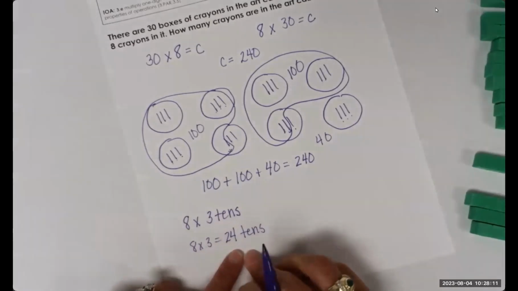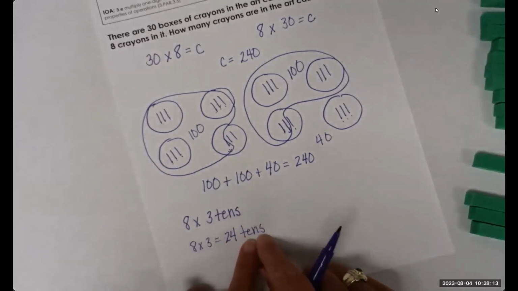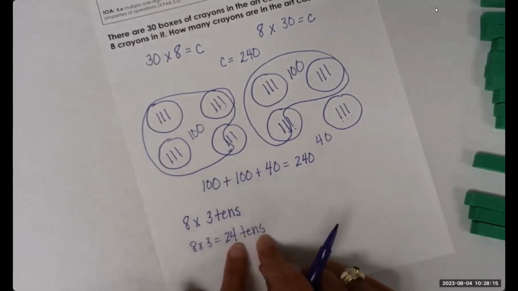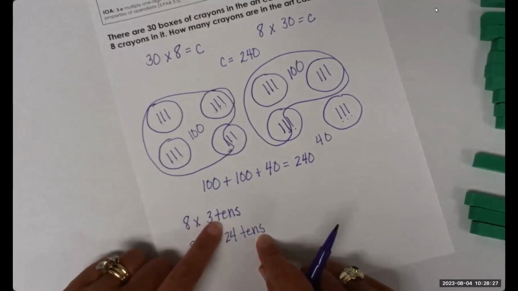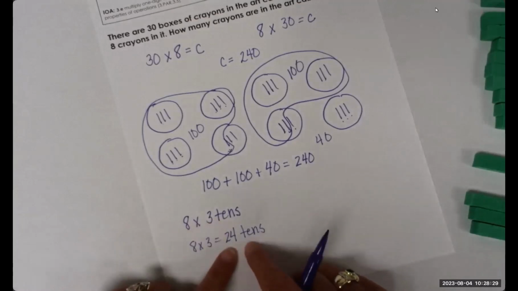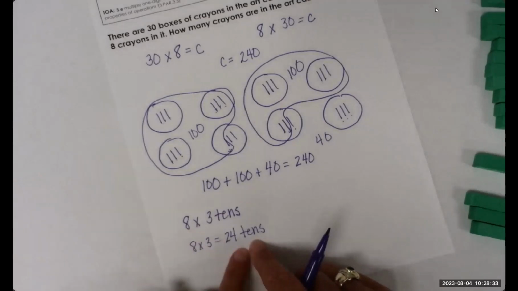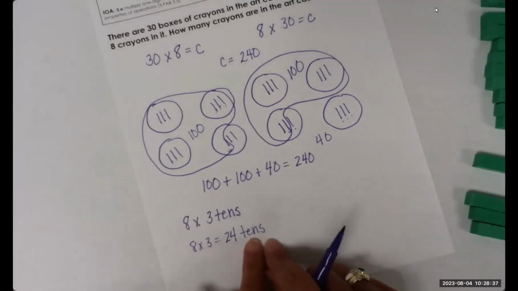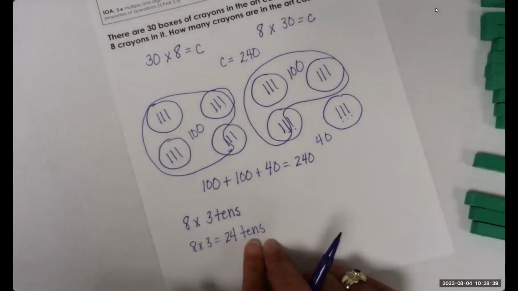Oftentimes, students will omit and forget writing tens here, and they end up with just their basic fact, their product for their basic fact, and that's an error in their thinking. It's an error in their understanding that we are multiplying by tens here, and their product should reflect that we are multiplying by 10. So let's say we've gotten here, we know our product is 24, but it's 24 tens.